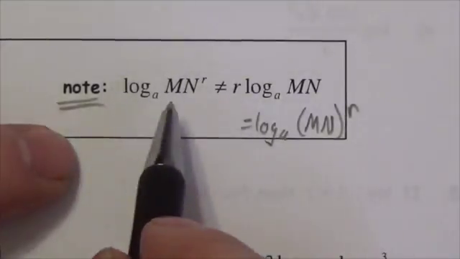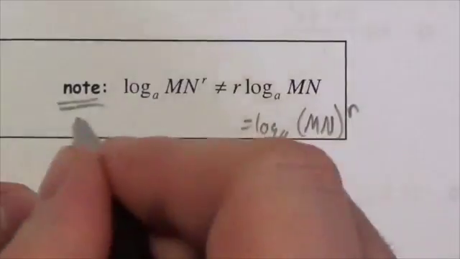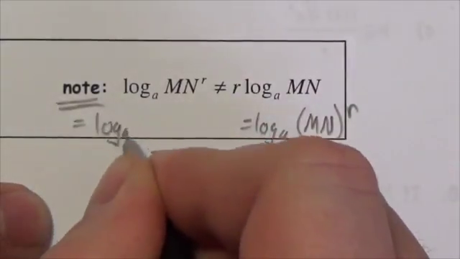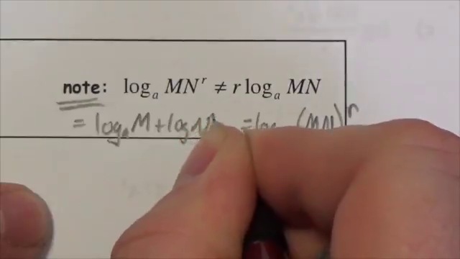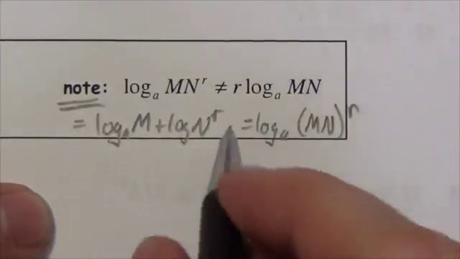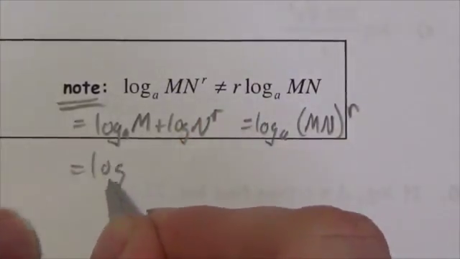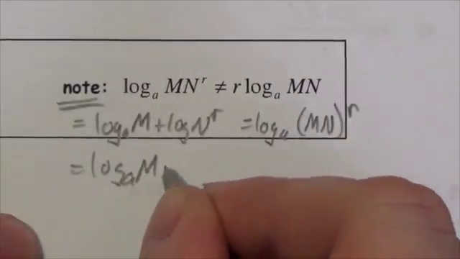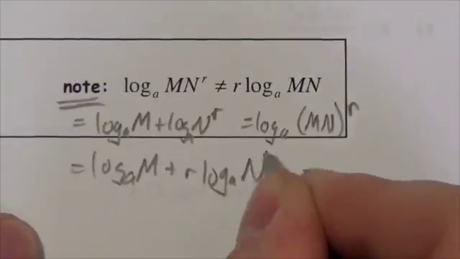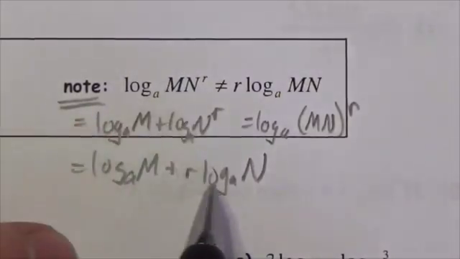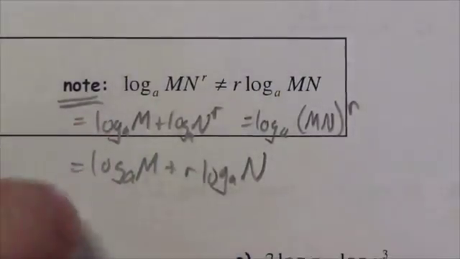If you're going to split this thing up, the first thing you've got to do is take that multiplication and make it addition, and then you can bring down that r. Log base a of n. Got to split that thing up first and then bring the exponent down. That's the only way to do that.